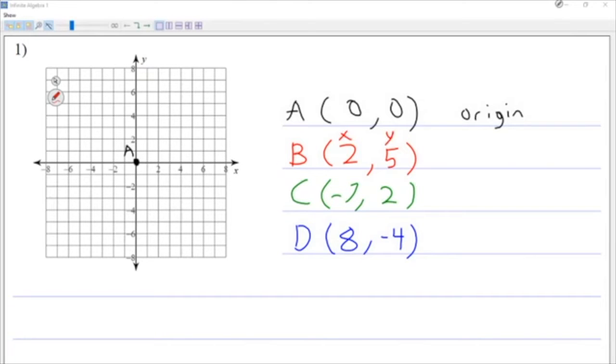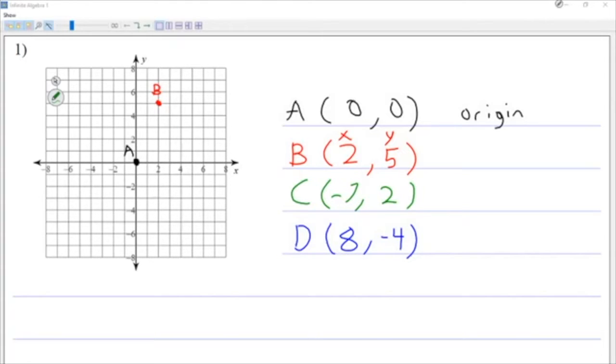Remember that the first coordinate is X and the second coordinate is Y. So X describes your left and right direction. So positive 2 tells me that we're going to move to the right 2. And positive 5 for Y tells me we're going to move up 5, up 1, 2, 3, 4, 5, right there for point B.